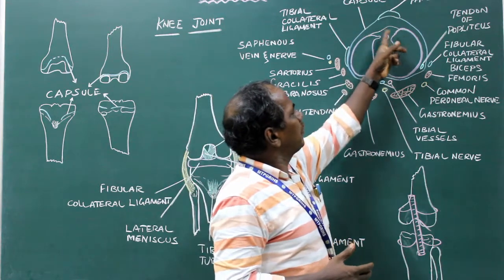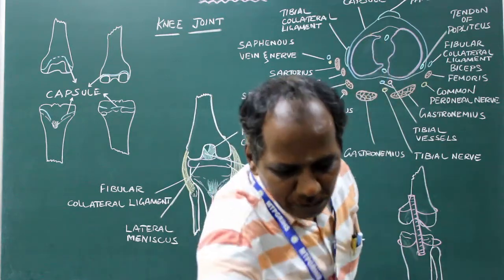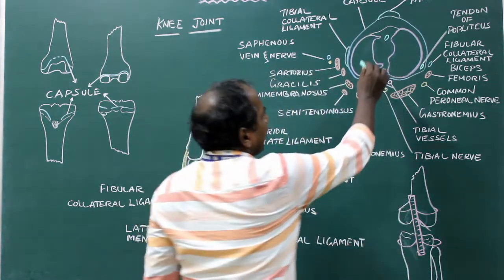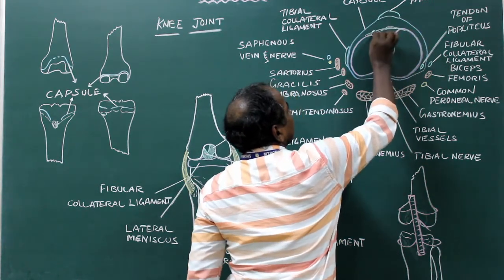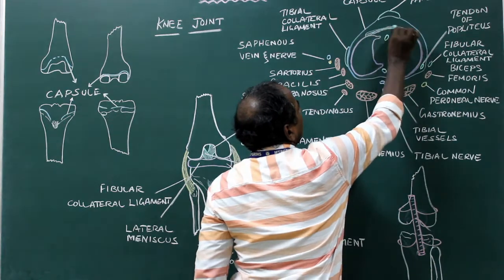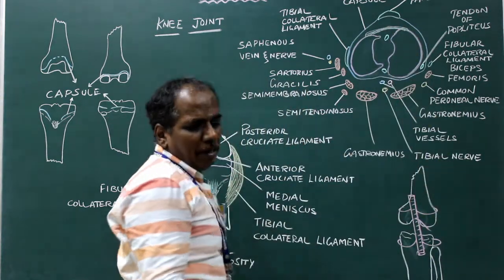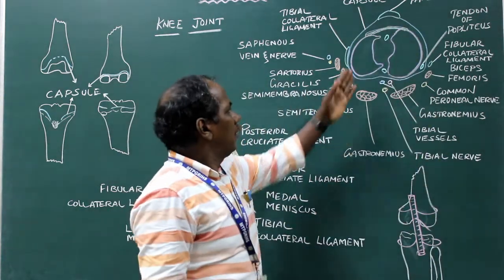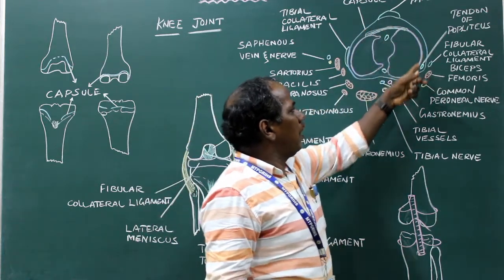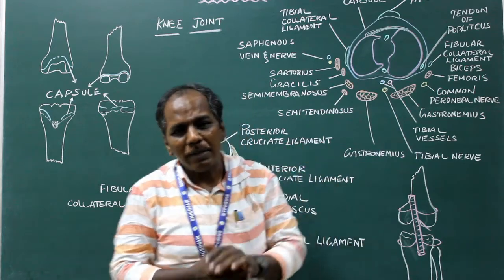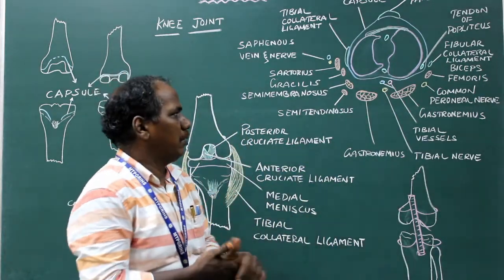Anteriorly, these two menisci are attached by a transverse ligament. So this is the transverse ligament which attaches the anterior aspect of the medial and lateral menisci. The transverse ligament is intracapsular.